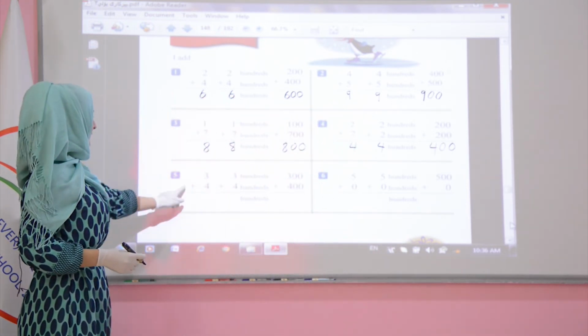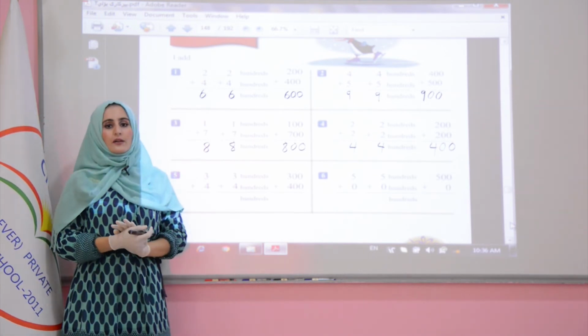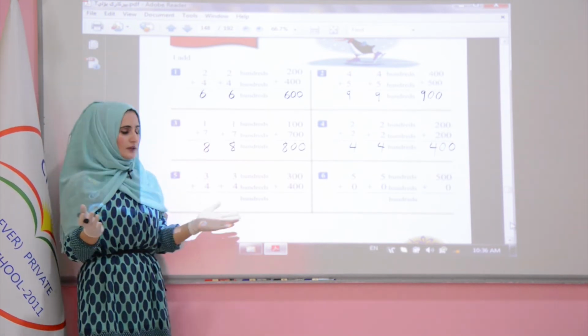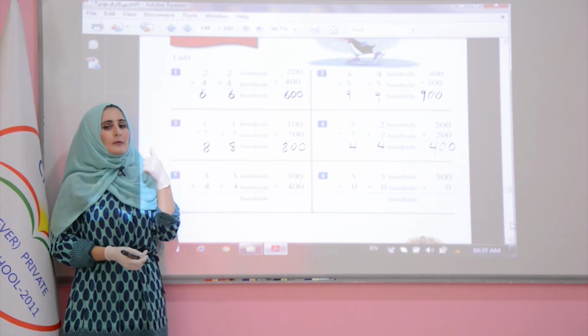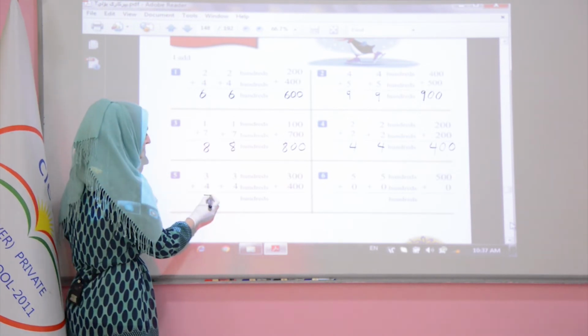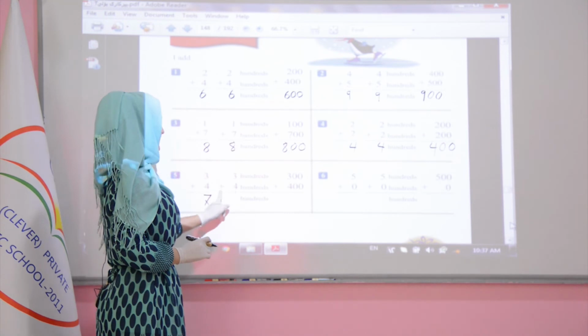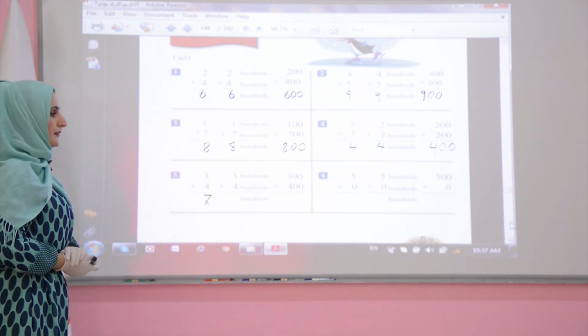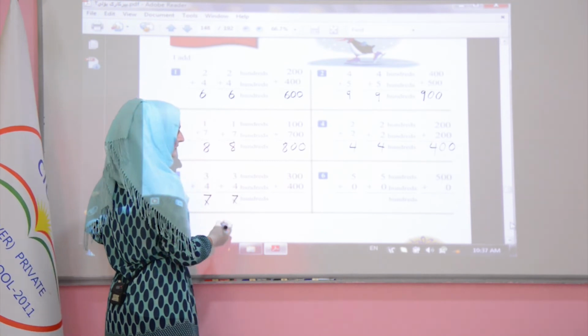Okay, example 5, 3 plus 4. 3 or 4, which one is greater? Of course, 4 is greater. So we have 4 in my mind and plus 3. 4 plus 3 equal to 7. 300 plus 400 equal to what? 300 plus 400 equal to 700.